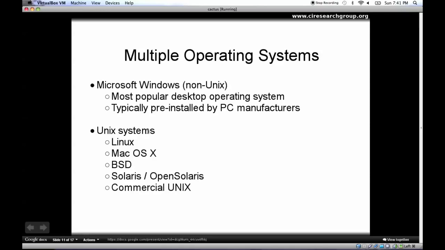Unix systems, on the other hand, are installed by the end user, except for commercial Unix systems and macOS 10. macOS 10 is probably the best-selling Unix system to date. And Linux, which includes the Android platform, is probably second.